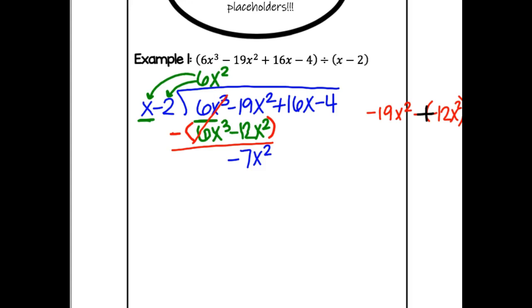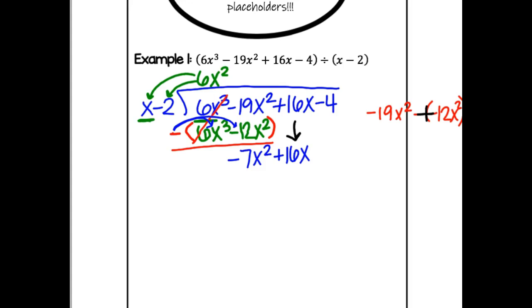That's why we did adding and subtracting polynomials in a previous unit, to remember that you really have to distribute that minus sign to both terms, because it's like a -1. Then we drop down that 16x, so we put plus 16x, and then we start the process over again.